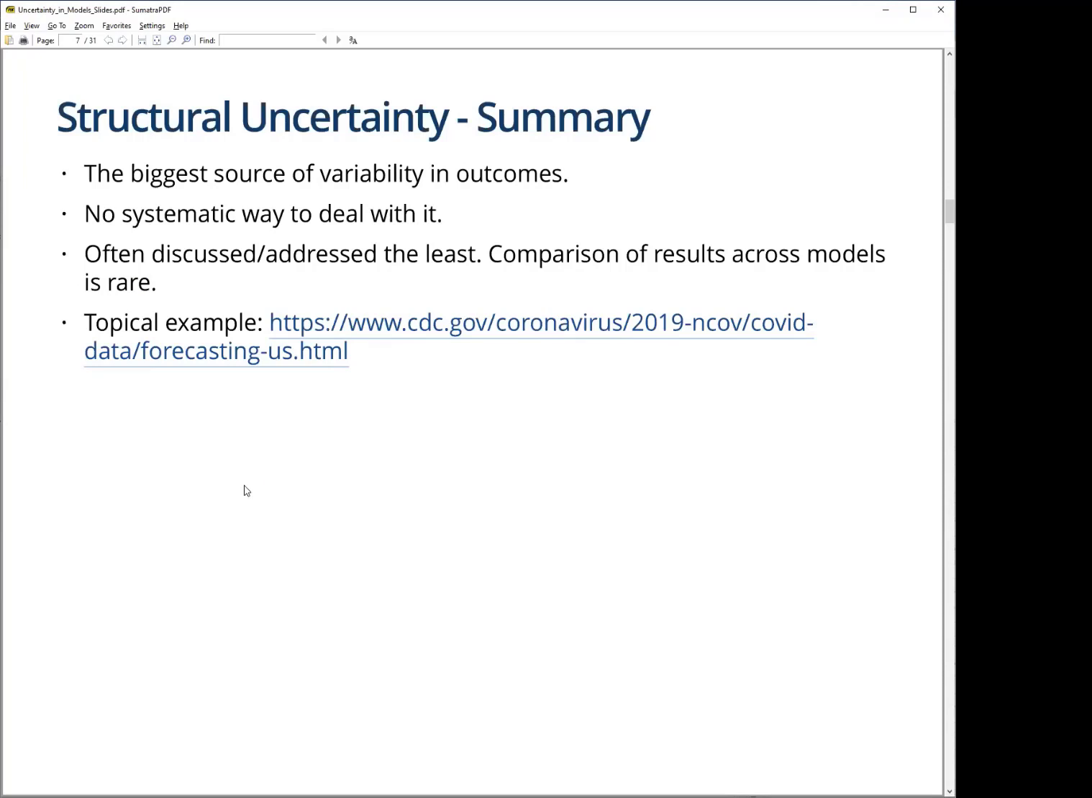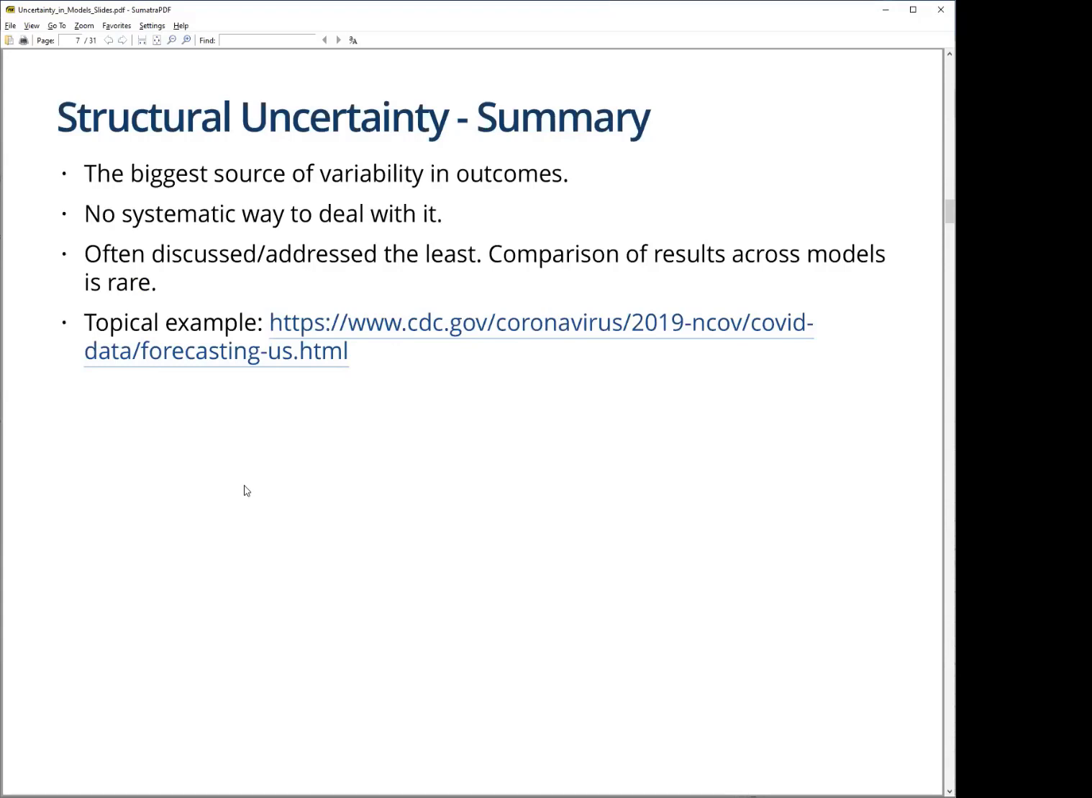It's kind of unfortunate that this is the biggest source and it's the least studied because there is no systematic way to deal with it. You can compare across models. This is very rare on the within host level. It's more common on the between host level now.